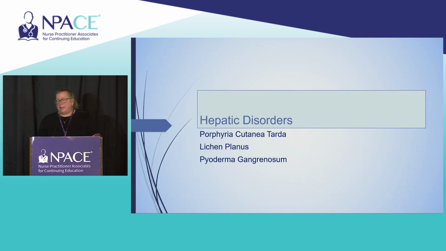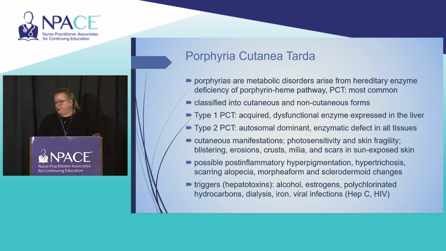What about skin signs associated with liver disease? Porphyria cutanea tarda is the most common metabolic disorder, and that develops from patients who have an enzyme deficiency. The deficiency is within the porphyrin heme pathway, and the patients will develop photosensitivity and skin fragility when they're exposed to certain hepatotoxins like alcohol or viral infections.